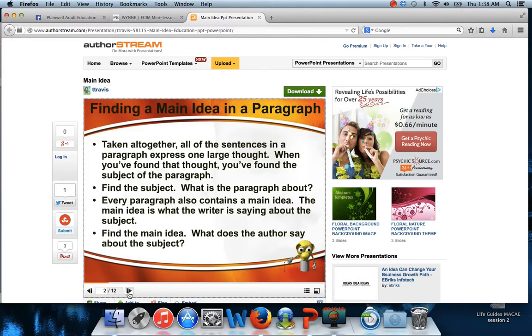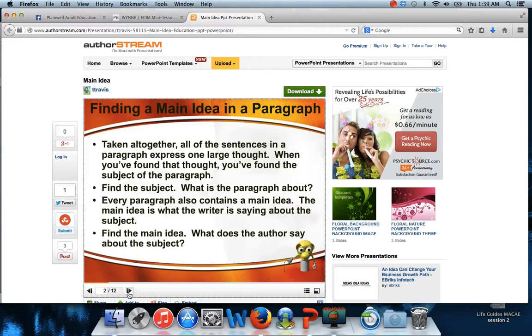Okay, so finding the main idea in a paragraph is basically taking all the sentences and all the ideas together to create one large thought. If you're able to find the subject, you can ask yourself, what is the paragraph about? So for instance, if the subject is about the Model T and the creation of the Model T, and say that's what the article is about. Well, okay, that's great. We know it's about the Model T, but that's not really the main idea. We need to get more in depth.